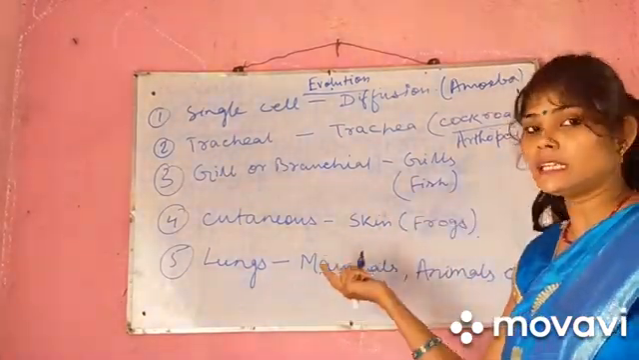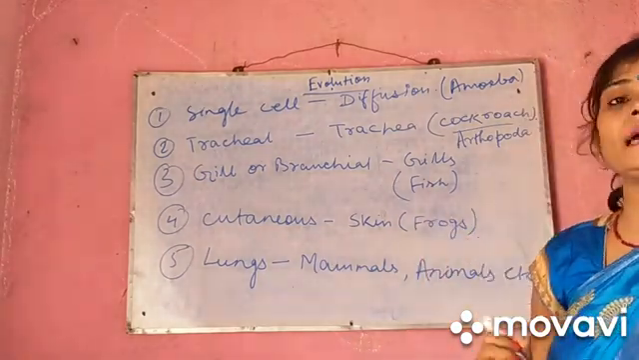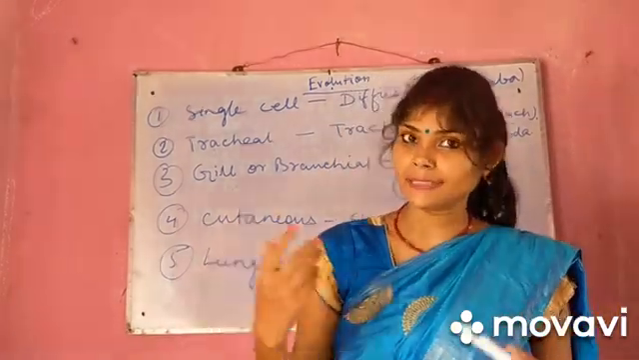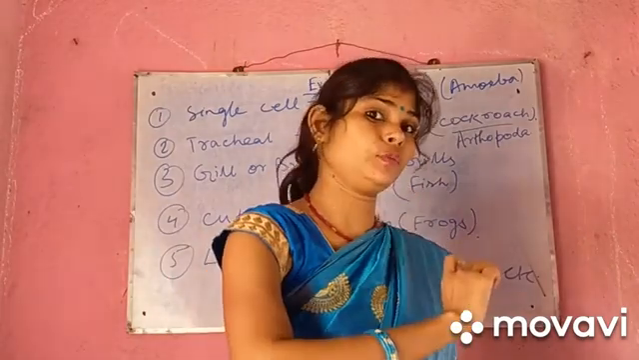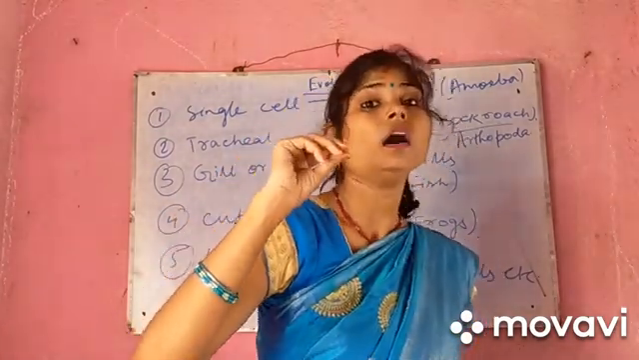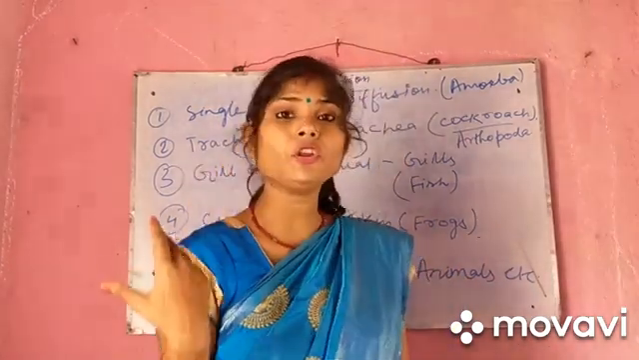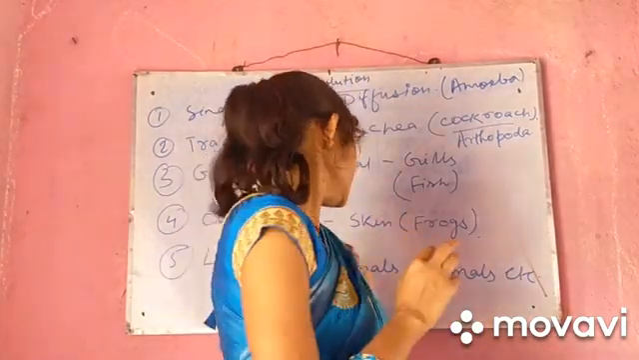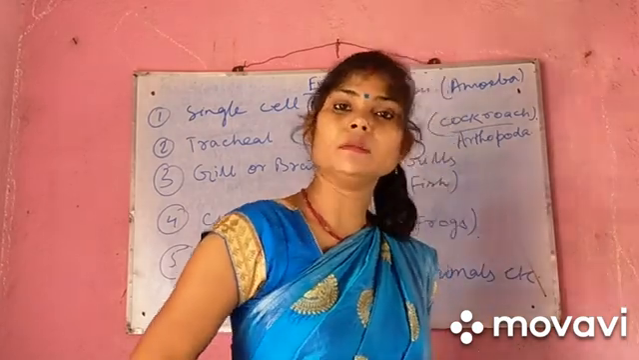Then come the lungs. You people know that a human being has one pair of lungs, one on either side. The right lung is slightly bigger than the left one, because the left lung is slightly compressed due to the aorta of the heart. The right lung is a 3-lobed structure and the left lung is a 2-lobed structure. Through lungs, respiration occurs in higher animals.